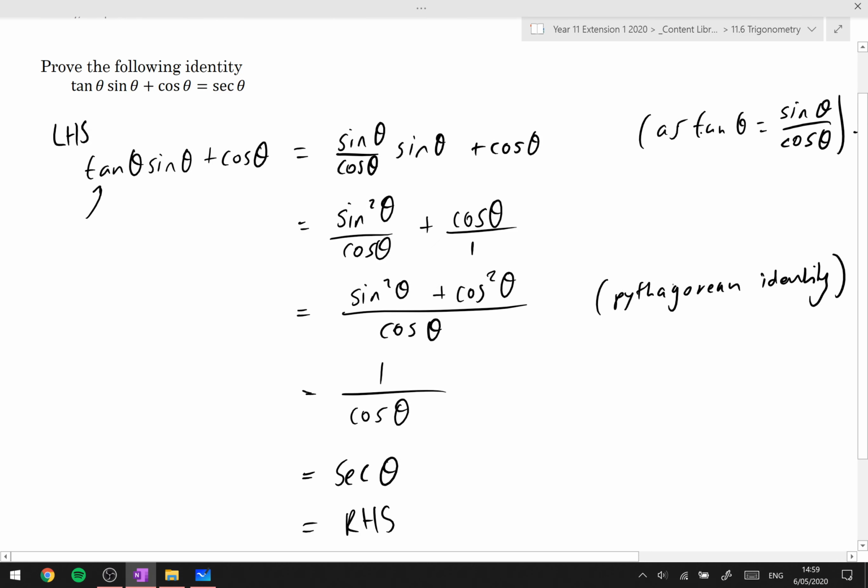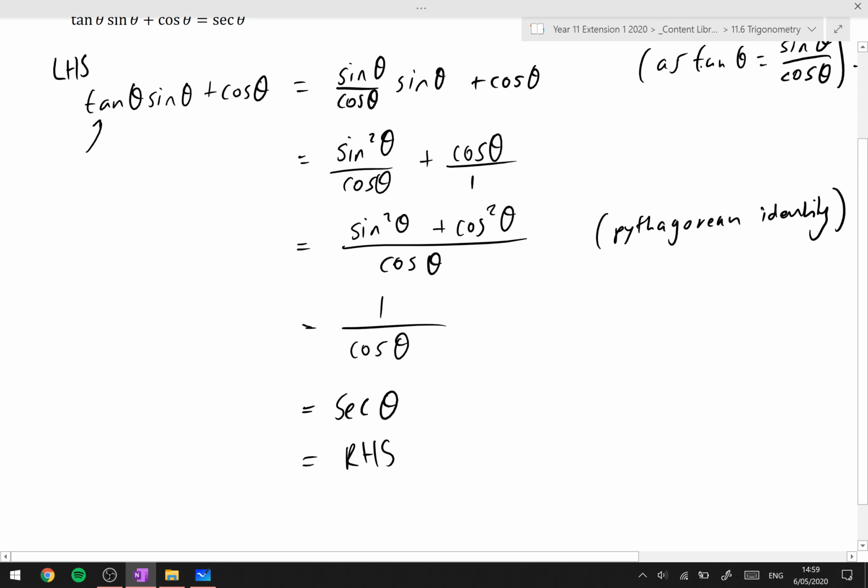So just by doing a little bit of manipulation, we can actually prove that this identity exists. So tan theta times sine theta plus cos theta is the same as the reciprocal, or 1 over cos theta, which is really cool. And I just like to add as required because it makes me sound pretentious.